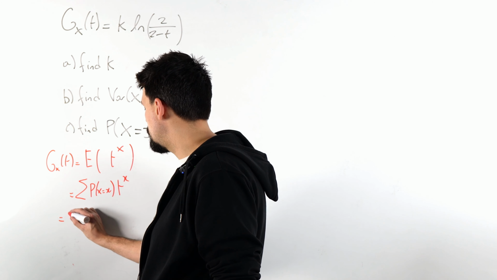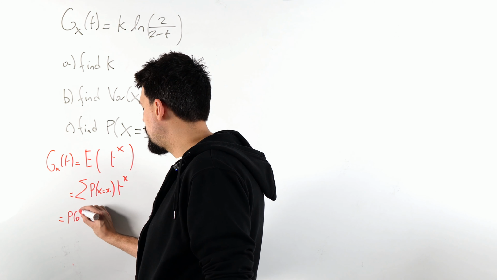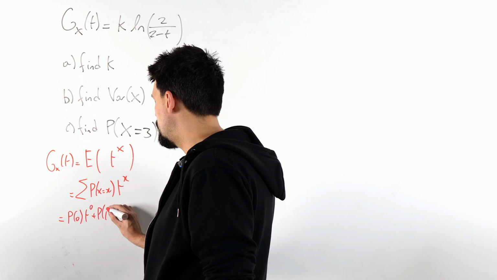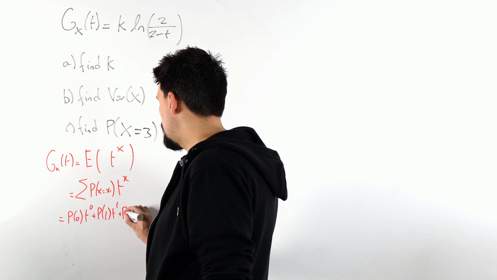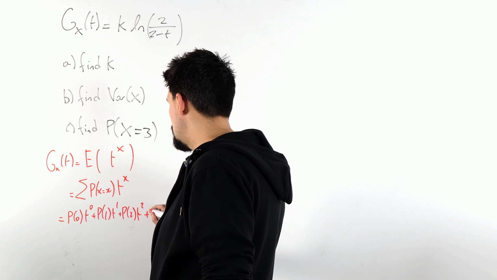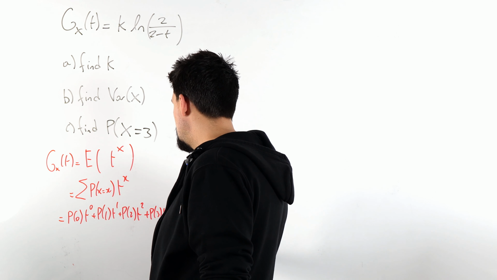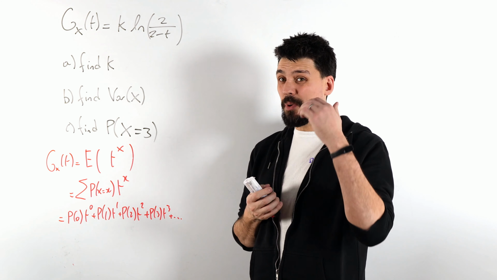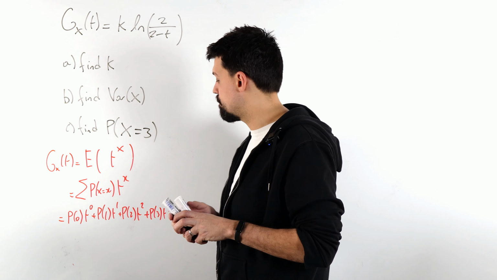So for example, this will be, I'm just going to go P(0) t^0 plus P(1) t^1 plus P(2) t^2 plus P(3) t^3, etc. All right, that's really what's going on under the hood here. And we can get all kinds of good results out of this.